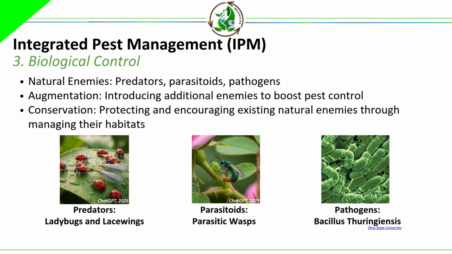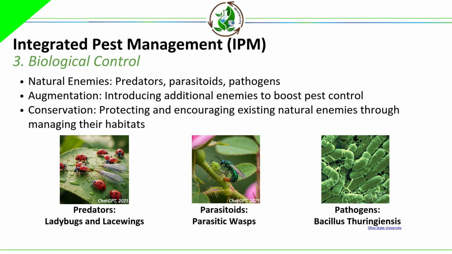Biological control is all about teaming up with living organisms to keep pests in check. Instead of reaching for chemicals, farmers can use predators like ladybugs, parasitoids like certain tiny wasps, or even beneficial microbes such as Bacillus thuringiensis, which infects only specific pests and leaves everything else alone.